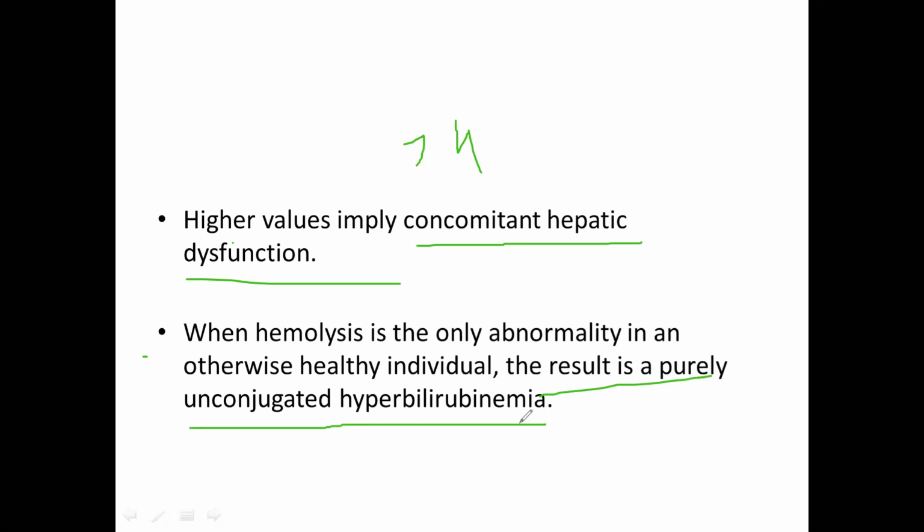So that is obvious, because as we know, the conjugation of bilirubin occurs in the liver, right? So here RBCs are destroyed, that means there is hemolysis. So what will happen because of hemolysis? More unconjugated bilirubin will be produced, and that will cause unconjugated hyperbilirubinemia.